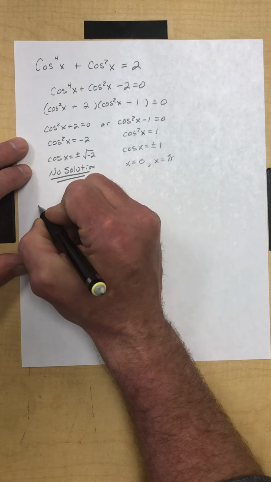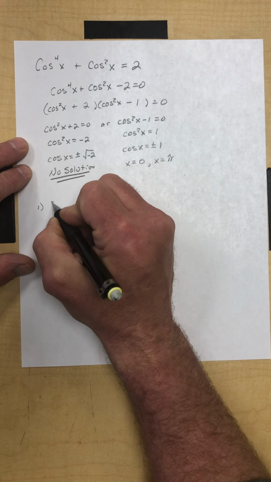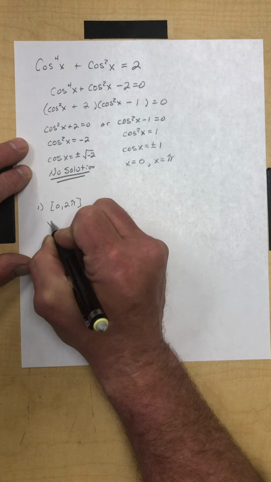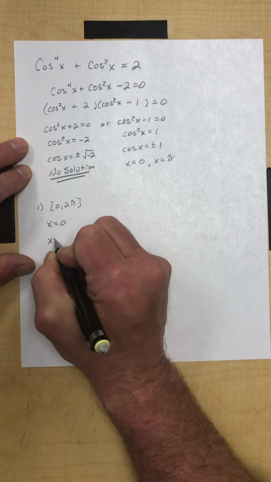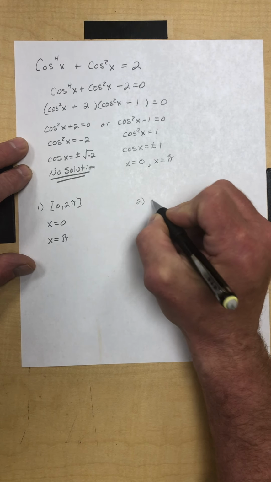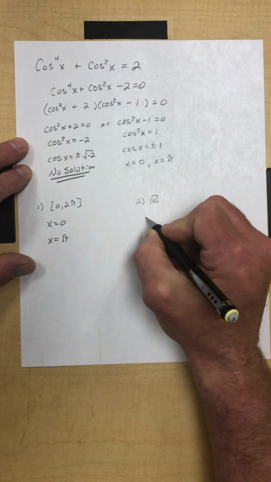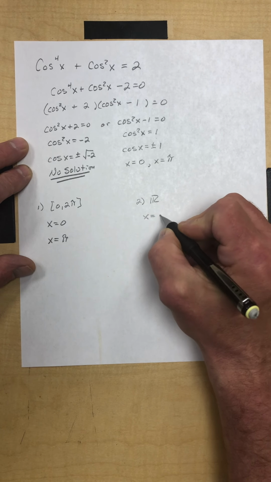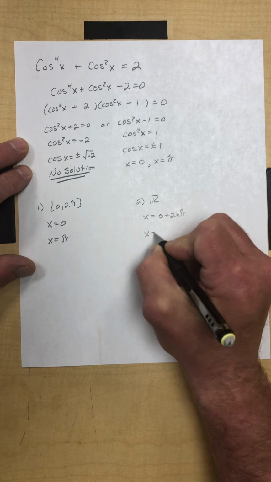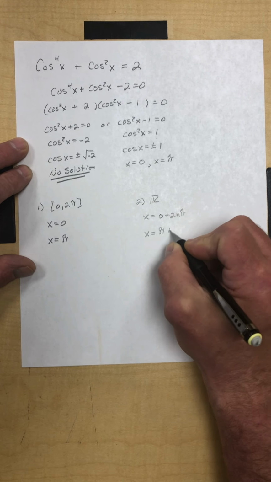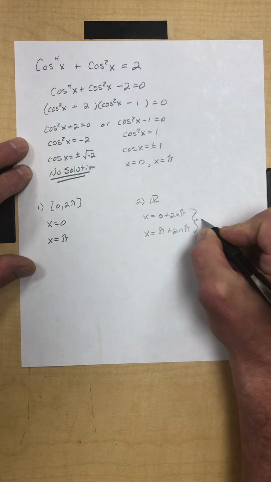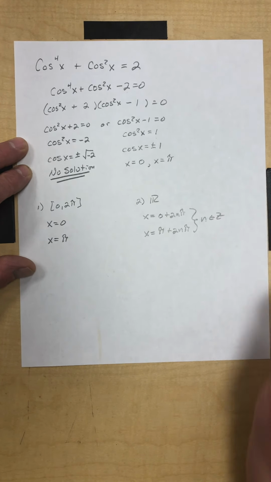From 0 to 2 pi, we have two solutions, x equals 0, x equals pi. And then on the set of real numbers, that would be x equals 0 plus 2n pi, and x equals pi plus 2n pi, where n is an integer.